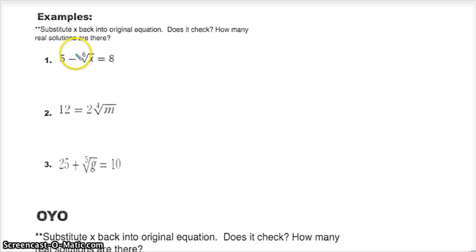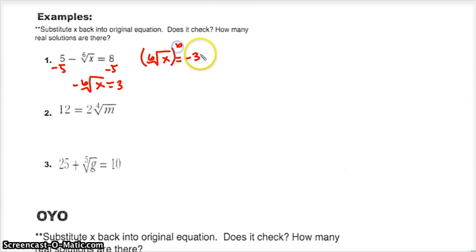All right, in solving example number 1, I'll subtract 5 from both sides, and I'll get negative the 6th root of x equals 3. Multiply both sides by negative 1, and I'll get the 6th root of x equals negative 3. To undo the 6th root, I'll raise both sides to the 6th power, and I get x equals 729.